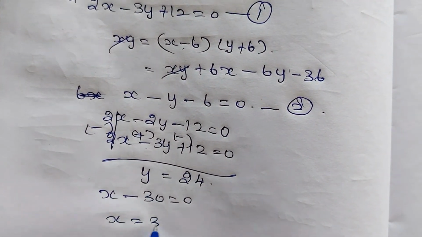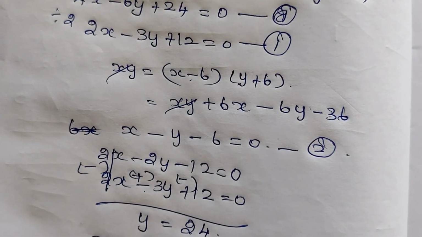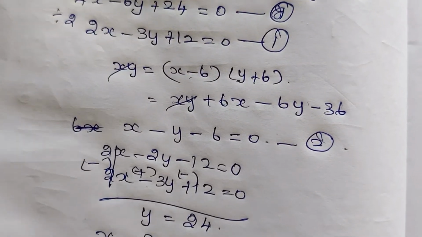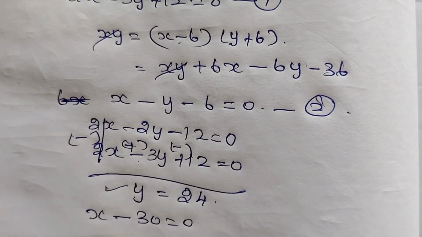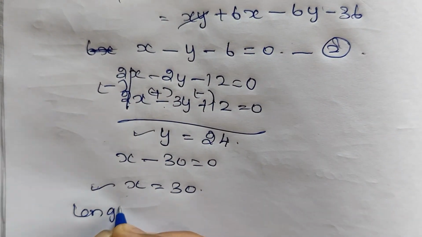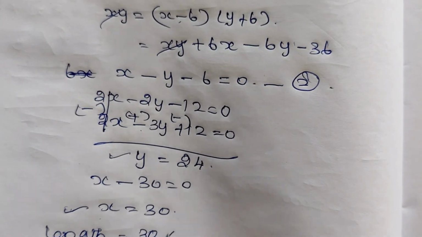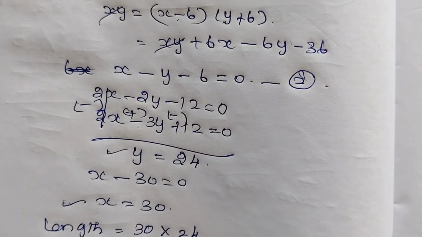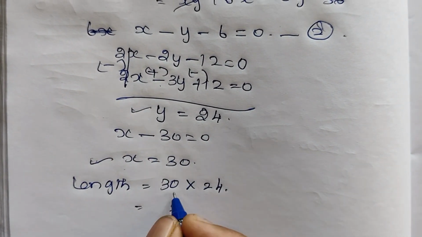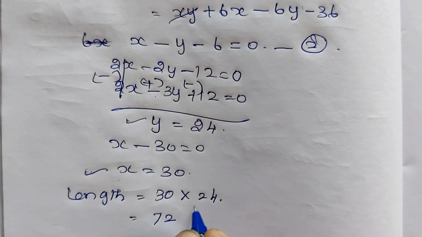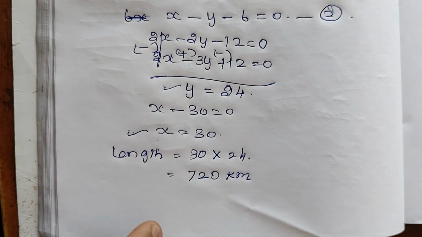What is being asked? The length of the journey. Now we have found x, that is speed, and y, the time. Therefore length equals speed into time. So speed 30 into 24 kilometers, which is 720 kilometers. Distance equals 720 kilometers.